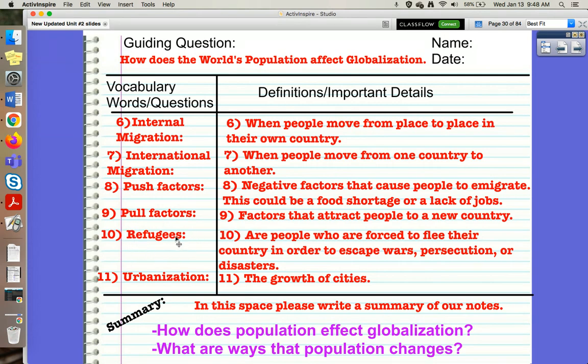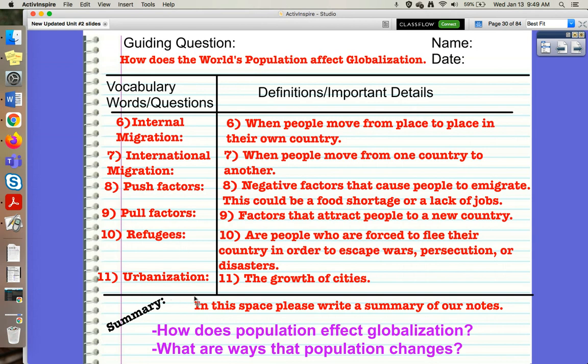Refugees. These are a different kind of migration action right here. So these are people who are forced to flee their country, usually to escape war, persecution, or disasters. So these are not people who are choosing to leave. It's not their choice. They have to leave, usually because their life is in danger. So a refugee is not just somebody who's like, oh, I think I'll go take a job in a different country. It's somebody who's like, grab your stuff, we're running out the door right now.